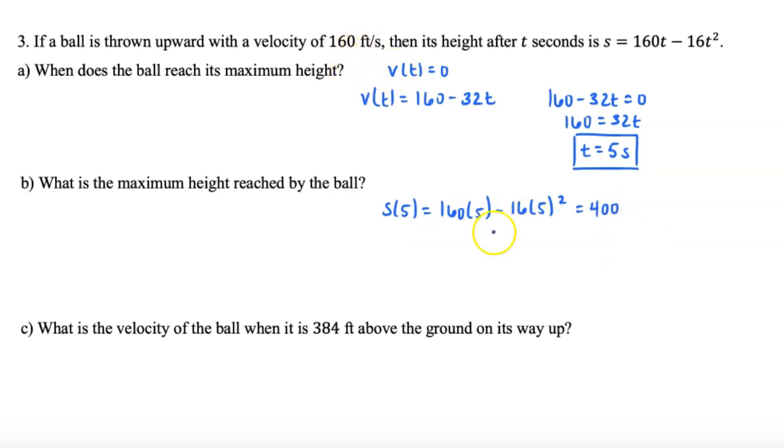And I know I'm working in feet per second. And so the maximum height reached by the ball is 400 feet. So 400 feet off the ground.